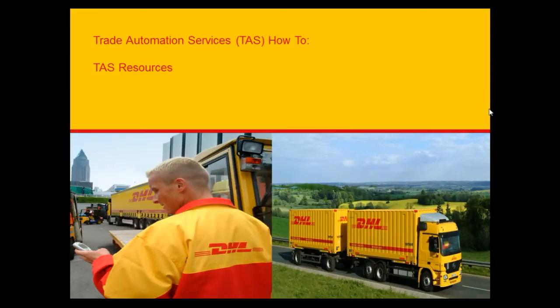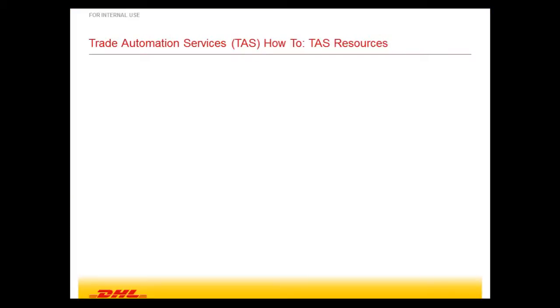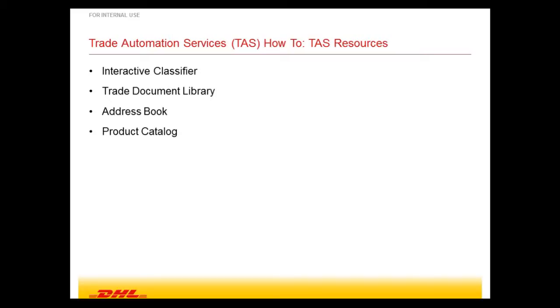Welcome to the Trade Automation Services how-to video on TAS Resources. This video will cover the interactive classifier where you can look up HS codes and Schedule B numbers, review the trade document library of commonly used shipping documents, review the address book where you can keep a list of commonly shipped to recipients, the product catalog for common commodities that you may ship or use, a glossary of commonly used shipping terms, as well as the frequently asked questions section for TAS.